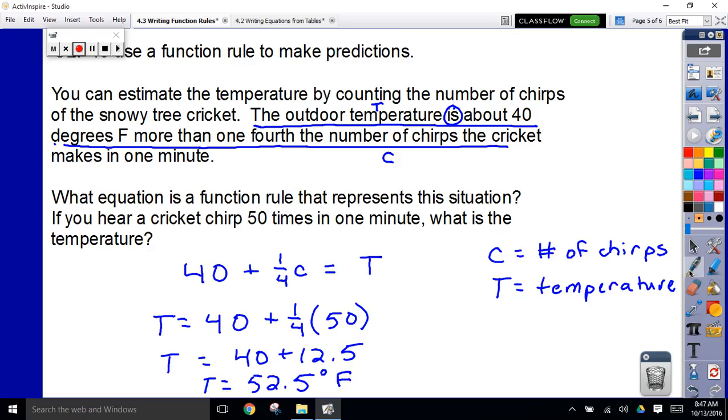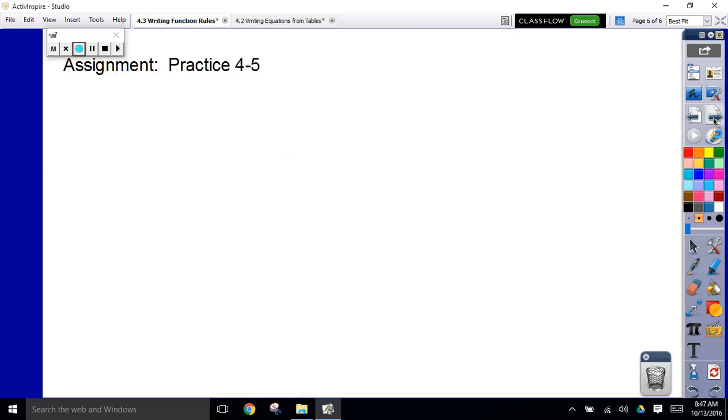Okay, any questions? Okay, today's assignment is a worksheet where you're just going to practice writing these equations, and then some where you'll actually have to write the equations and make predictions.